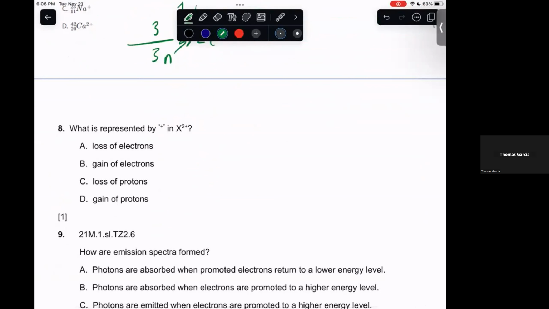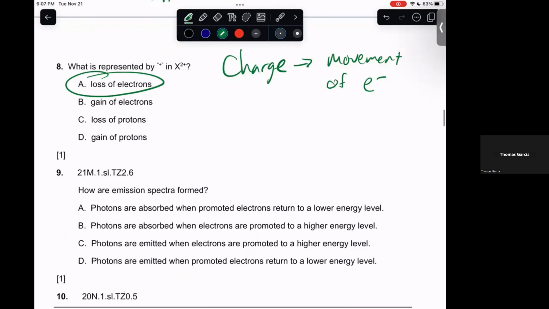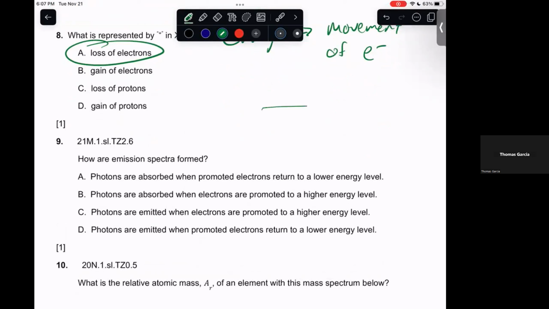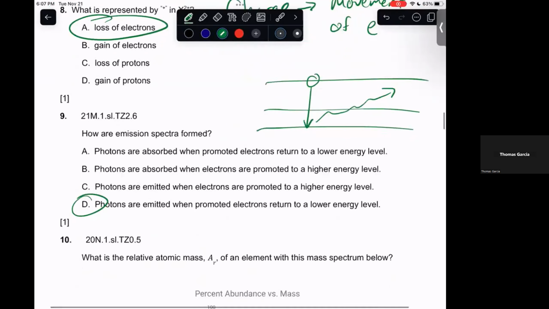What is represented by the plus in 2 plus? Well, the only way to get any charge is from movement of electrons. Protons can't leave and join, so it's got to be movement of electrons. And if we lose electrons, we gain a positive charge. How are emission spectra formed? Well, when we learned from our line diagrams, we get light when electrons fall from higher energy levels. So photons are emitted when promoted electrons return to a lower energy level.